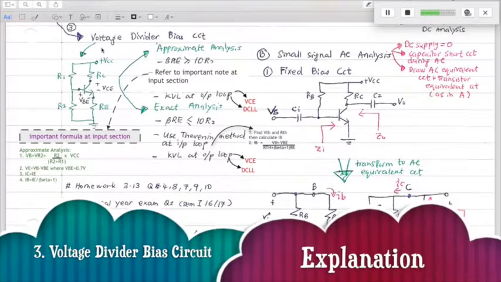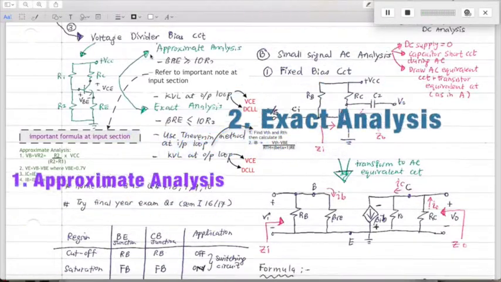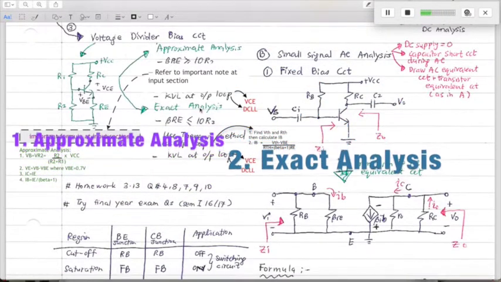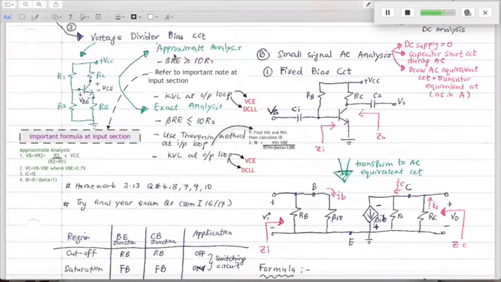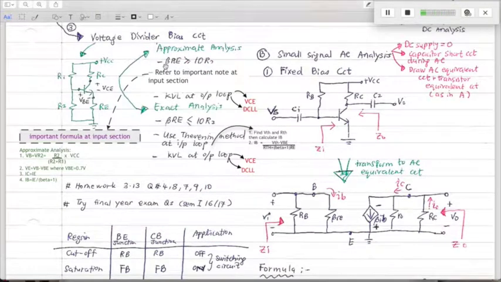Now, for the third one, the voltage divider bias circuit, we have two methods to use: either approximate analysis or exact analysis. Which one to choose? You need to test the condition first. What I mean by testing the condition is that you need to calculate beta RE. Beta is usually given in the question, and RE is also given in the question. So you just multiply them to obtain the beta RE value.